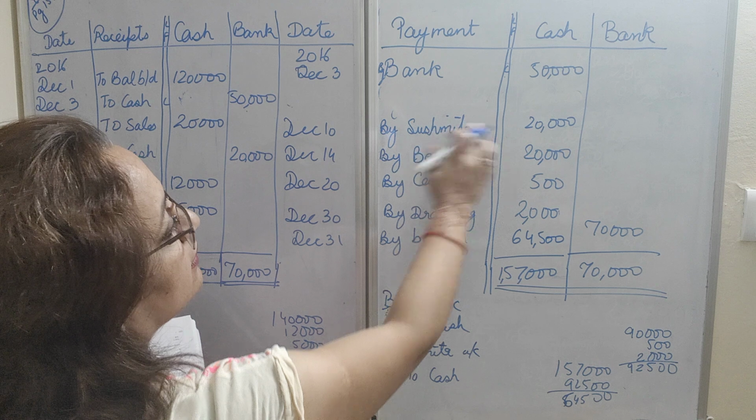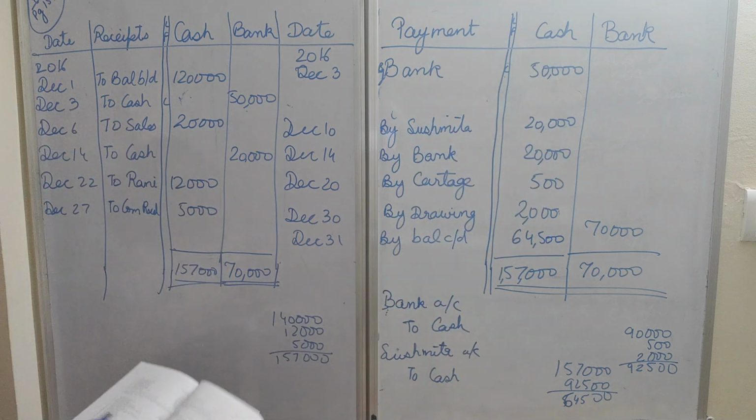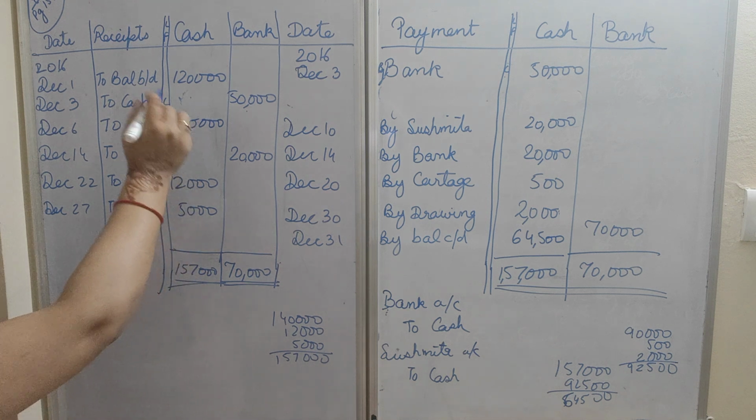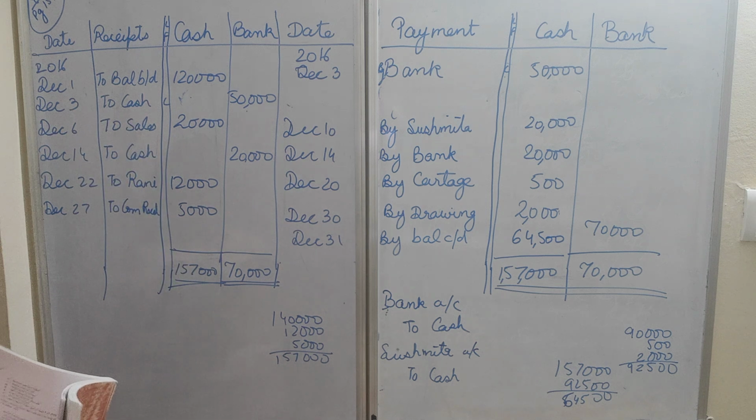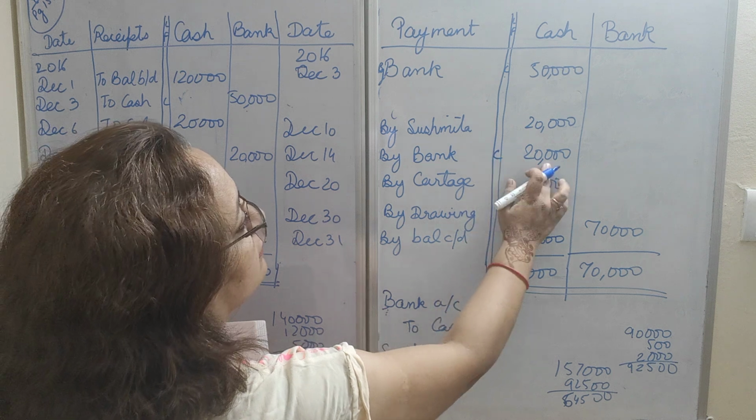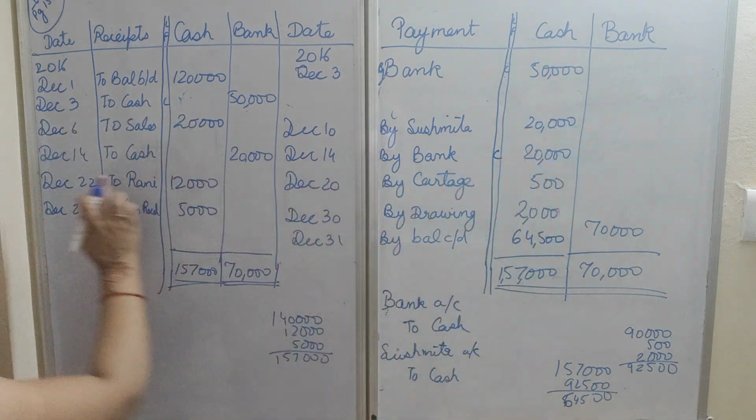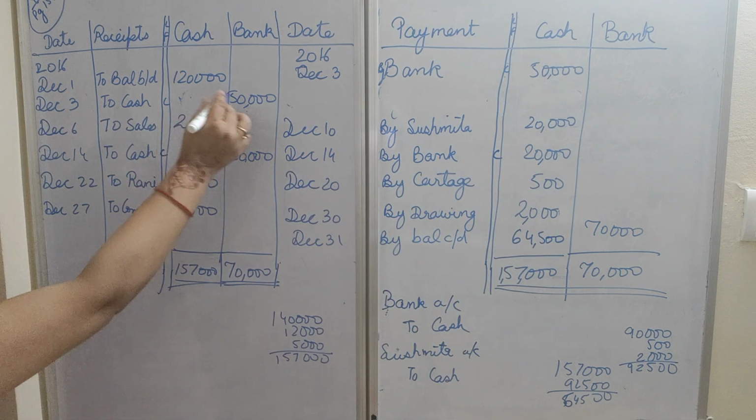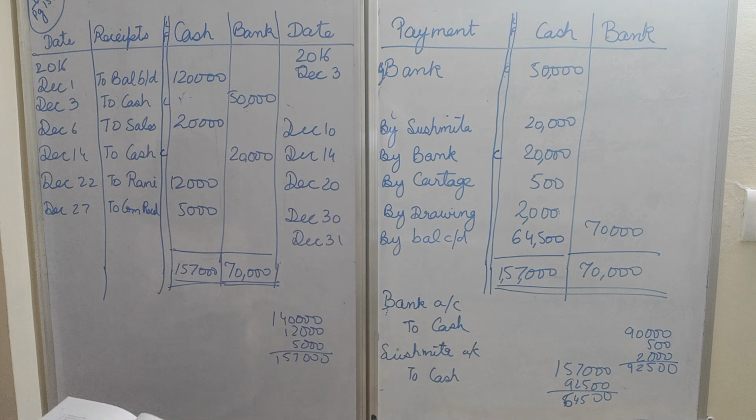So Sushmita 20,000 in cash column. Now next is check received on December 6 deposited into bank. Now it is given the information that check is deposited into bank. So when check is lying in the cash and we are depositing into bank, again it will be a contra entry. So by bank in the cash column 20,000 and to cash in the bank column 20,000, right?